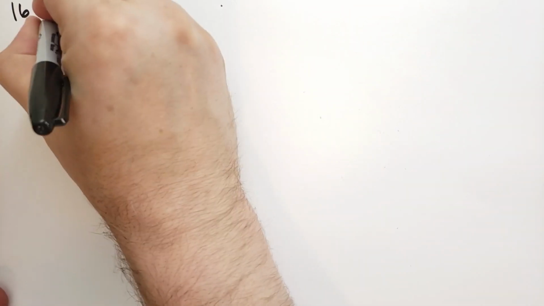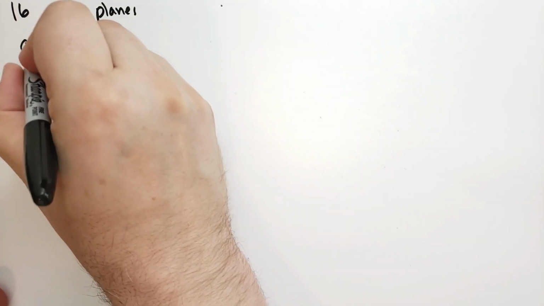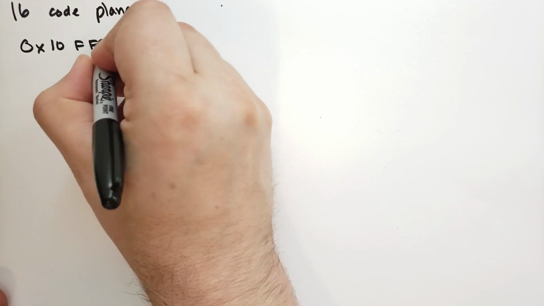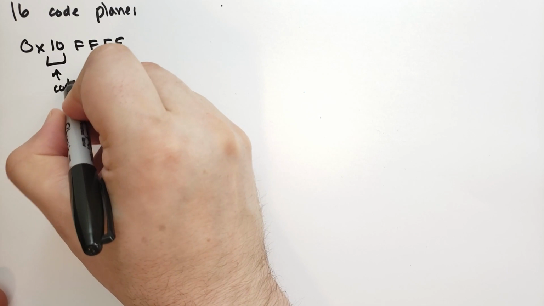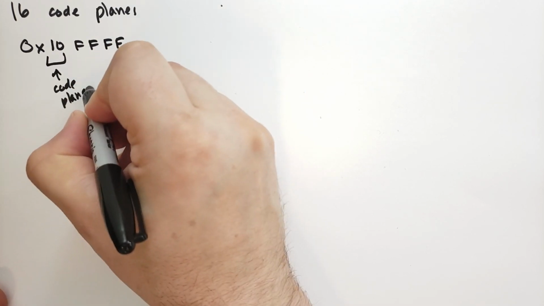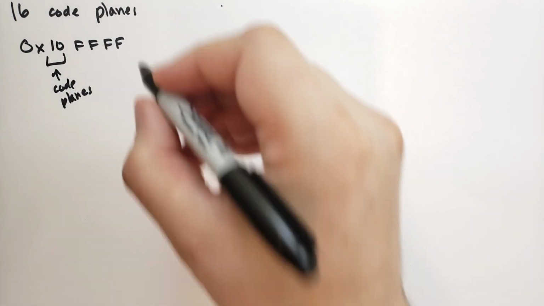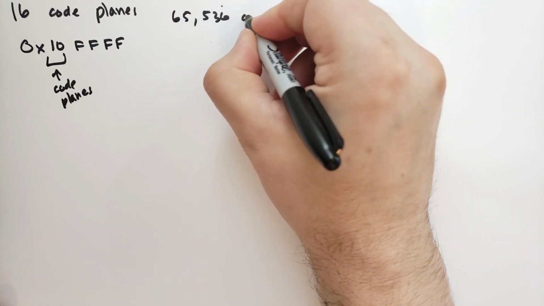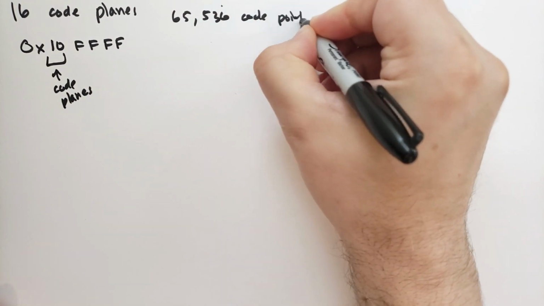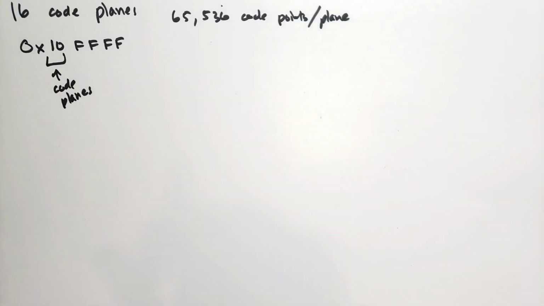There are 16 code planes. And what the code plane is, when you look at all the possible Unicode code points, this is the code plane. The first couple bits there. Okay. Each code plane can have 65,536 code points. Okay, that's more of an organization of how the numbers are organized.